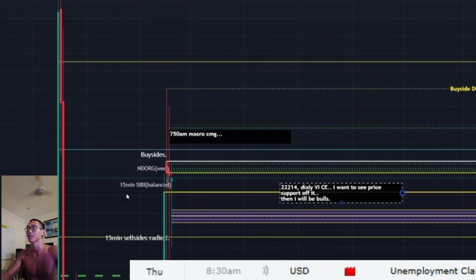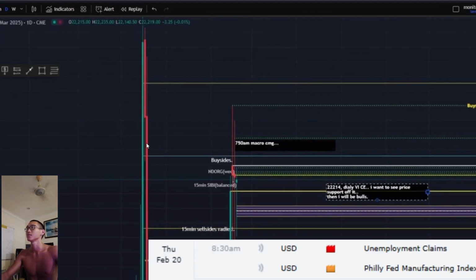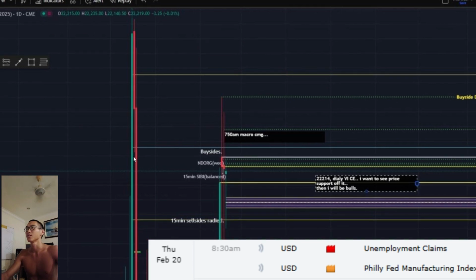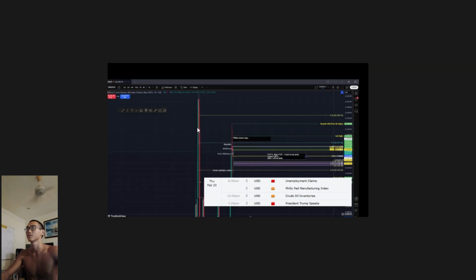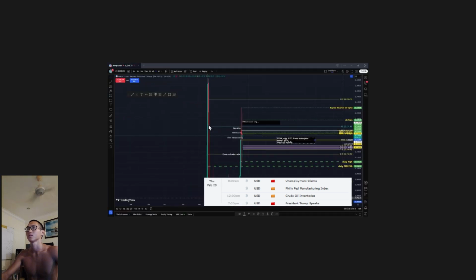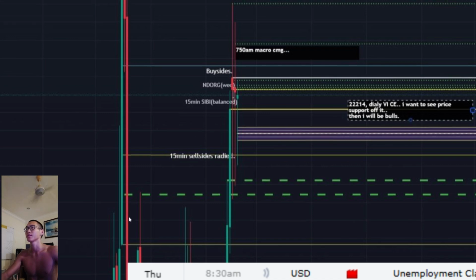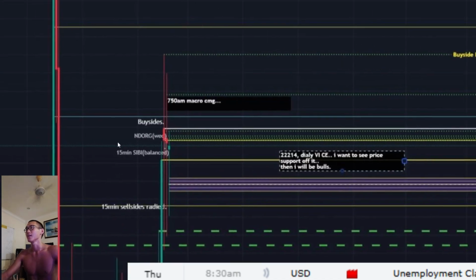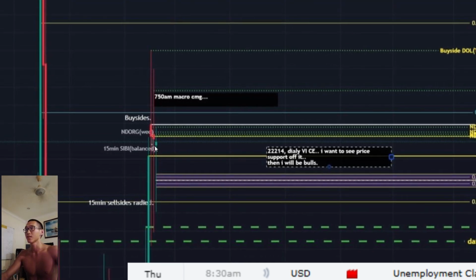This is a daily chart right here. You can see this is a big daily CB, a very big one. This daily CB high, you can see that it's Thursday. So Monday, Tuesday, Wednesday. Monday was bank holiday.